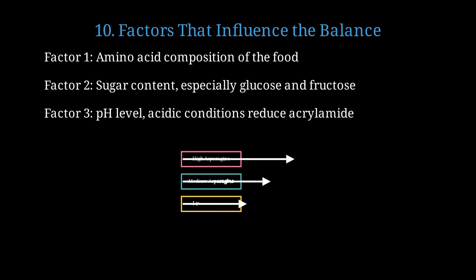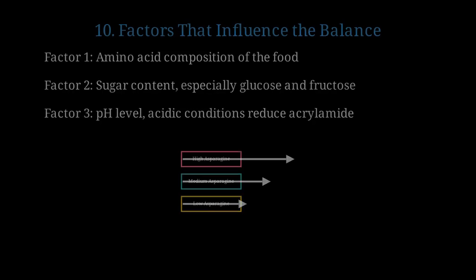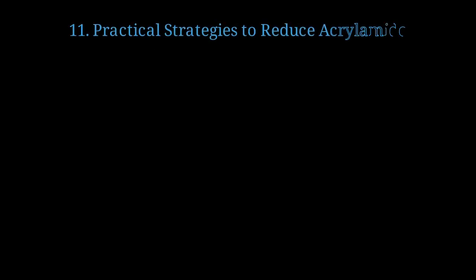This diagram shows relative acrylamide formation. Foods high in asparagine produce much more, medium levels produce moderate amounts, and low asparagine foods produce minimal acrylamide. Given this knowledge, what practical strategies can we use to reduce acrylamide while preserving flavor?